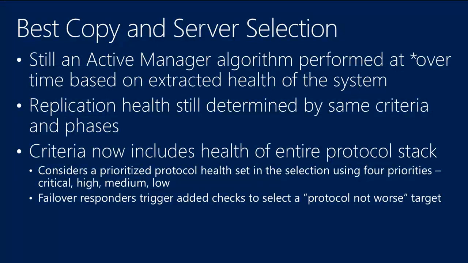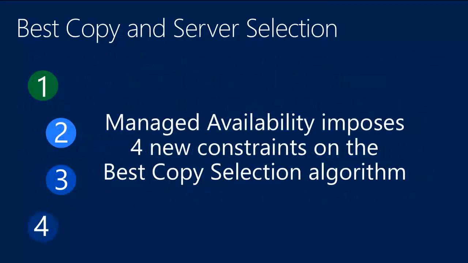When we're looking at replication health, we still use the same exact criteria. And those 10 phases that you may have seen in some of the 2010 presentations I've done or out on TechNet, we still use that for the replication health part of it. But now, we also include the criteria for the health of the entire protocol stack as well. We've got new constraints, doing new evaluations, giving us new data that we use to evaluate whether or not we can fail over to that target. And basically the way it works is managed availability is now imposing 4 new constraints on the best copy selection algorithm. And that changes it to best copy and server selection.